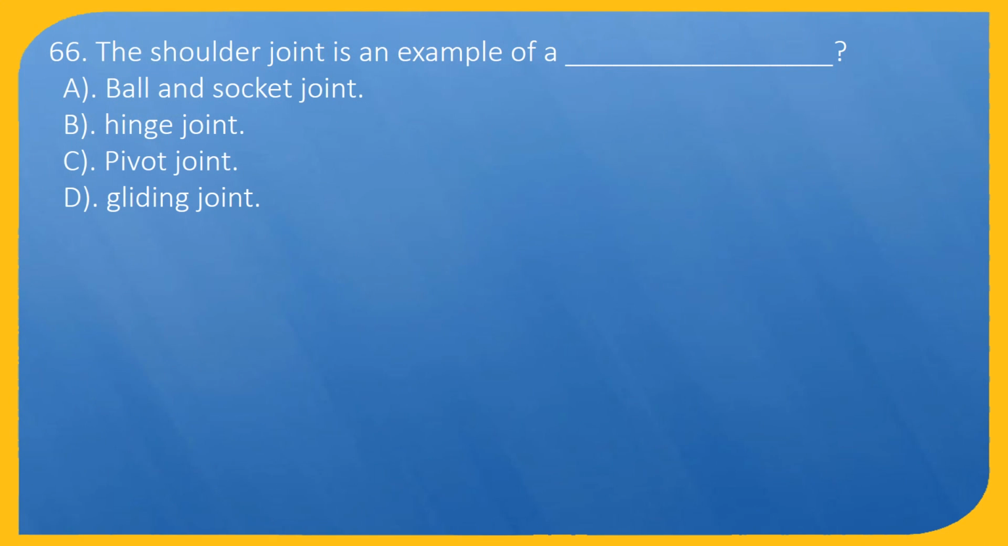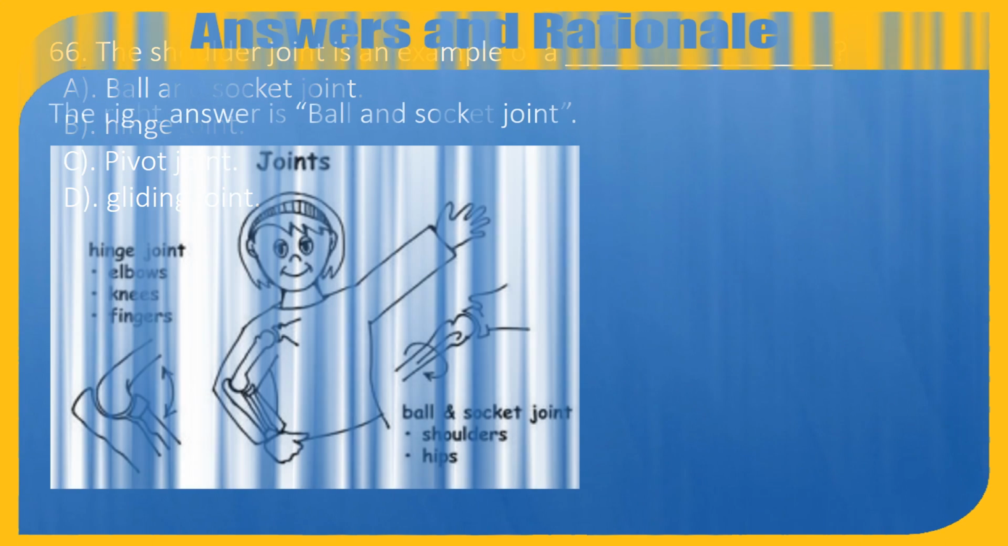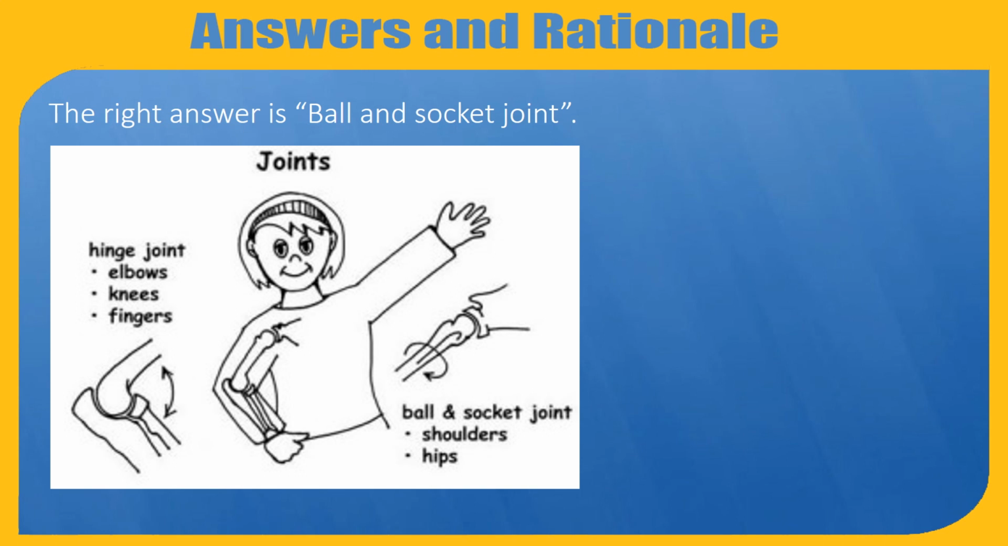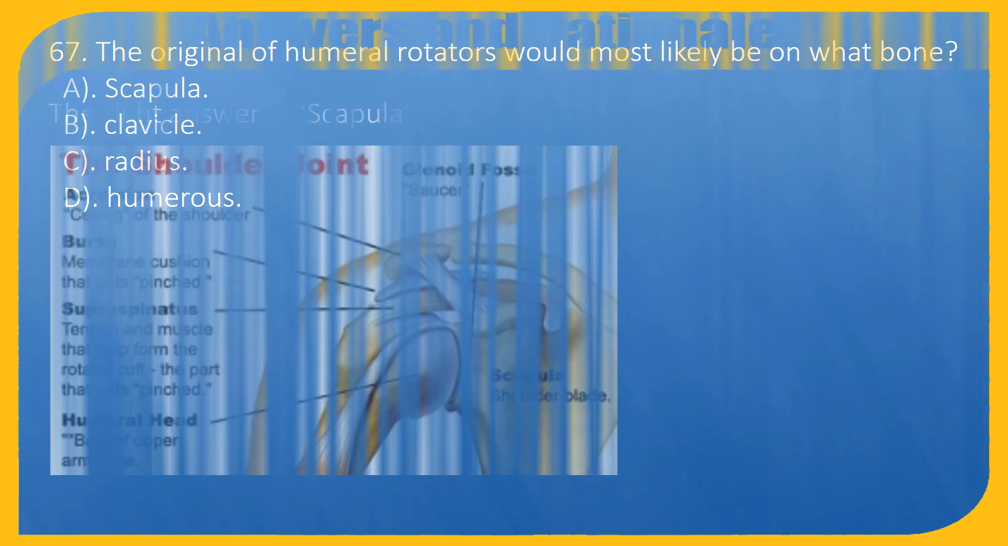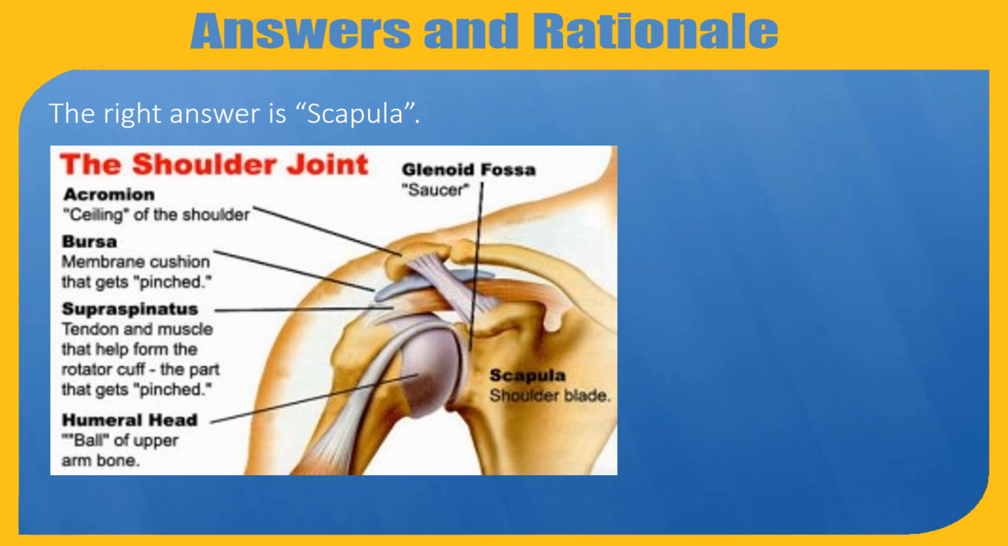Question 66. The shoulder joint is an example of a A. Ball and socket joint. B. Hinge joint. C. Pivot joint. D. Gliding joint. The right answer is ball and socket joint. Question 67. The origin of humeral rotators would most likely be on what bone? A. Scapula. B. Clavicle. C. Radius. D. Humerus. The right answer is scapula.